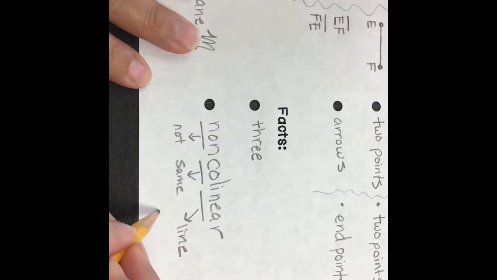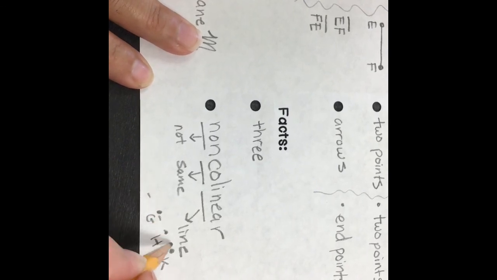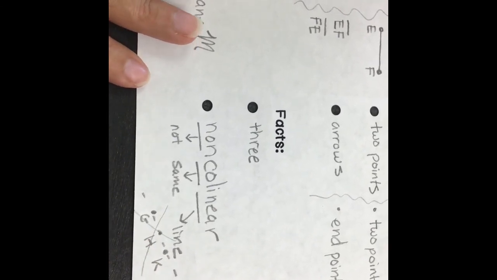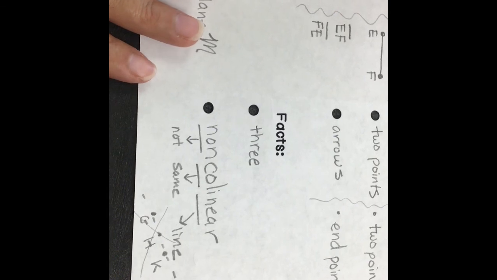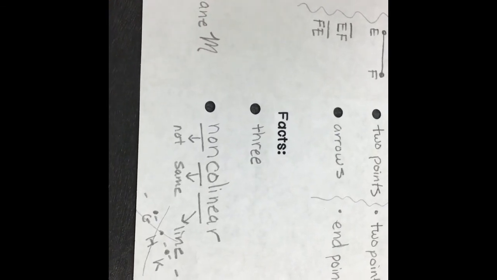Right down here, we're going to do G, H, and K. And we're going to make a little dashed line to illustrate that they're in a line. And this would be not good enough. And that's all the sections for section 1.1, points, lines, and planes.